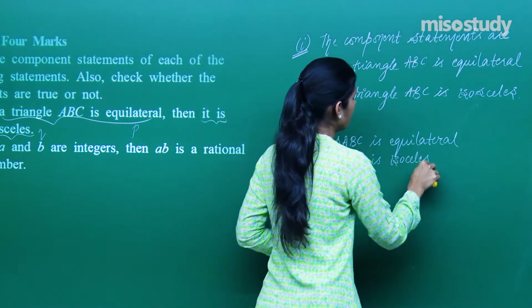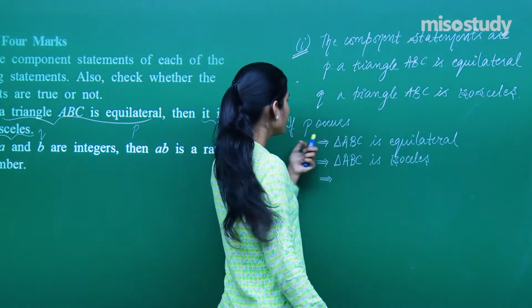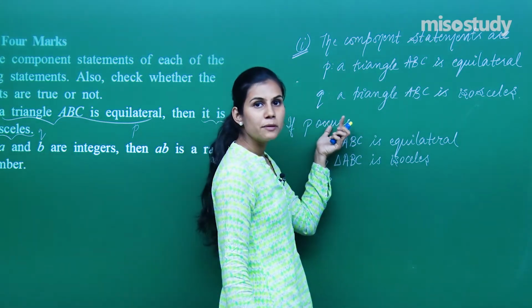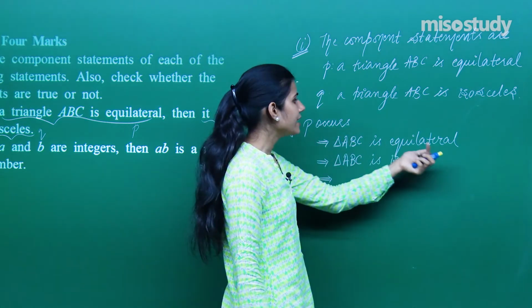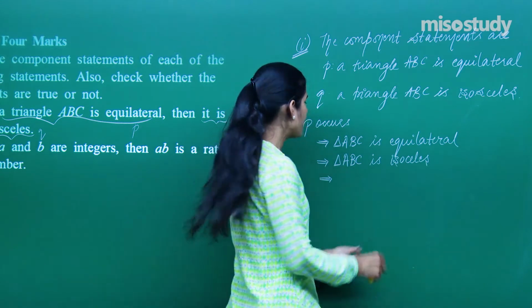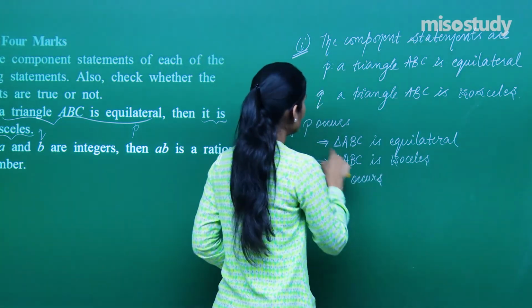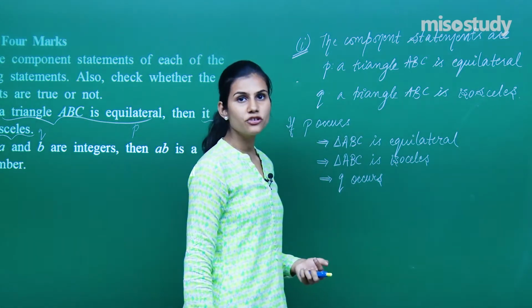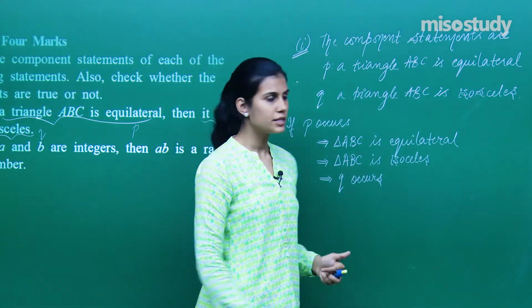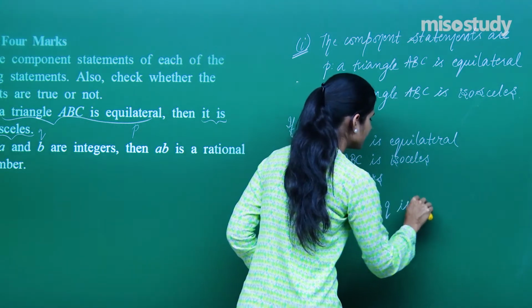right? But triangle ABC is isosceles is statement Q. So if P occurs, that means P is holding, that means if P is true, that means triangle ABC is actually equilateral, but if it is equilateral, it means it is isosceles, and that means Q occurs. So whenever P occurs, Q is occurring. Whenever a triangle is equilateral, then clearly it is isosceles. So I say that P implies Q is valid.